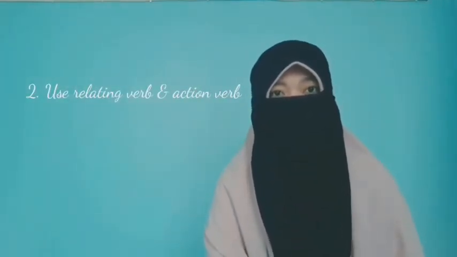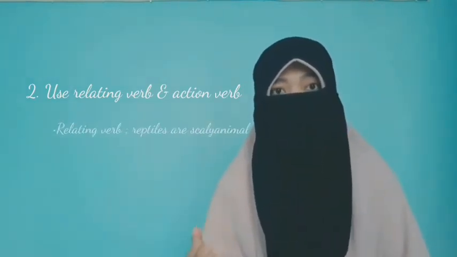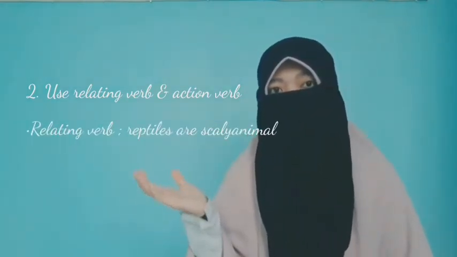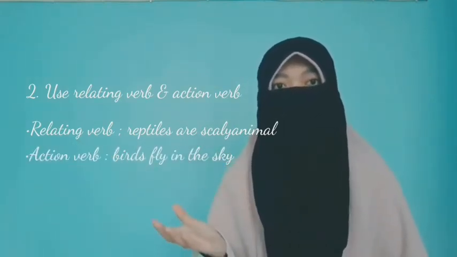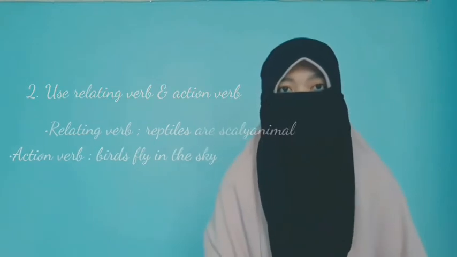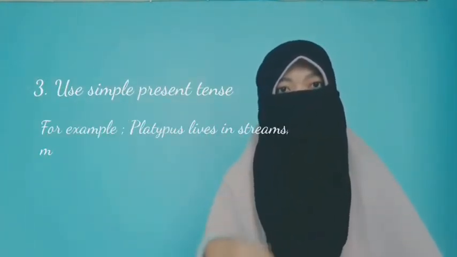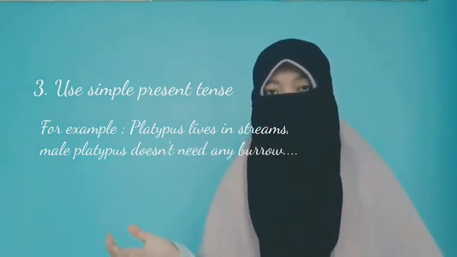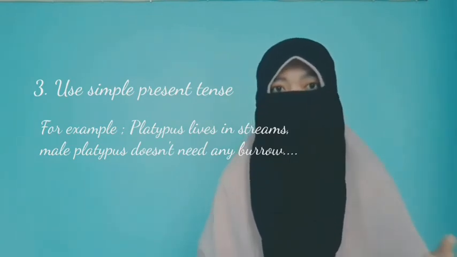And the second one is a report text uses a relating verb and action verb. For example, relating verb: Reptiles are scaly animals. And the action verb: birds fly in the sky. And the third, a report text uses the simple present tense. For example, platypus lives on streams. Male platypus doesn't need any burrow, and so on.